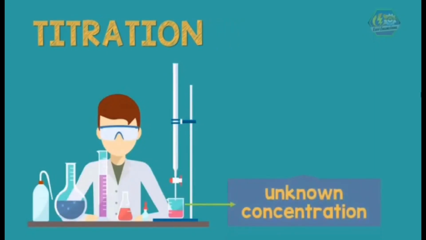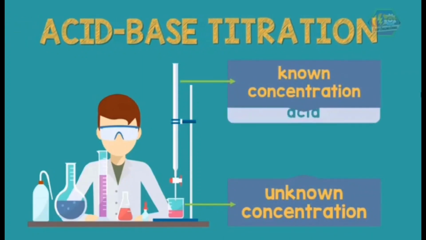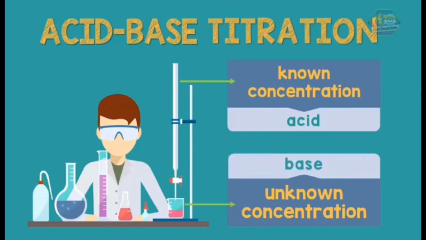Titration is used to quantify the unknown concentration of a solution by reacting it with a solution of known concentration. In an acid-base titration, the acid may be the solution with known concentration and react it with a base of unknown concentration to determine its concentration, or vice versa.